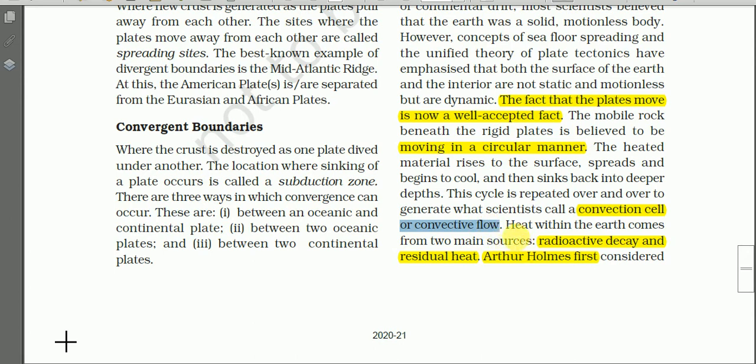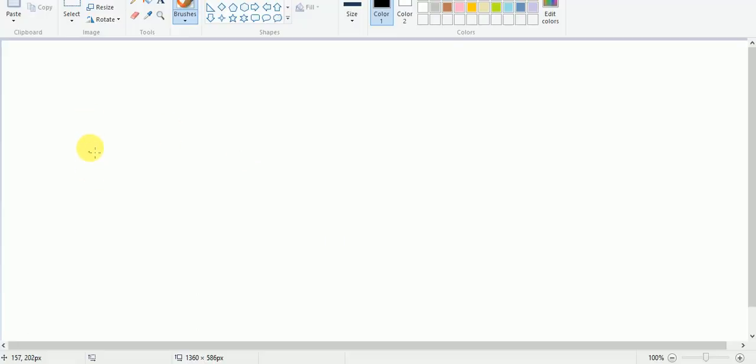Heat within the earth comes from two main sources: one is radioactive decay and the other is residual heat. Let me explain it to you. See, here let us suppose this is the crust.